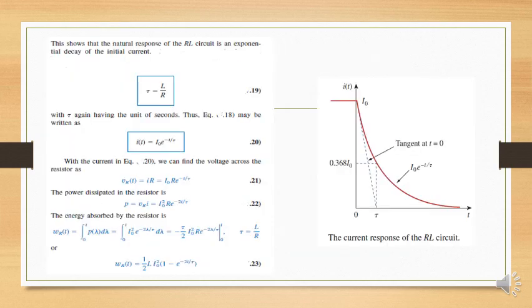Now, what is tau in case of an inductor? It is L over R. This response is the natural response of the circuit. Again, we are going to plot the exponential response. In this case, we are taking current and it is again exponentially decaying as t increases and tau is reducing.